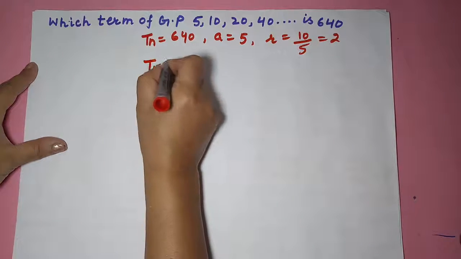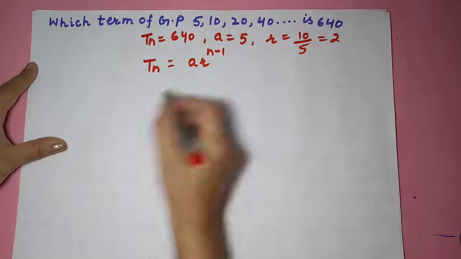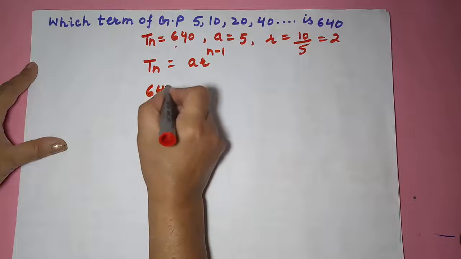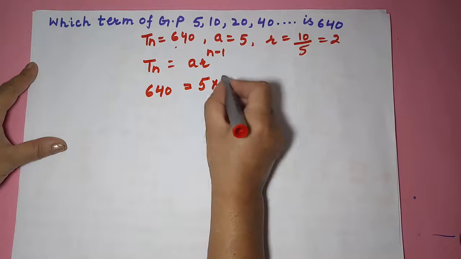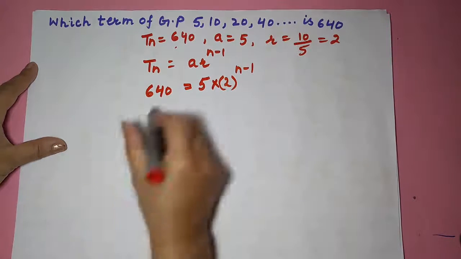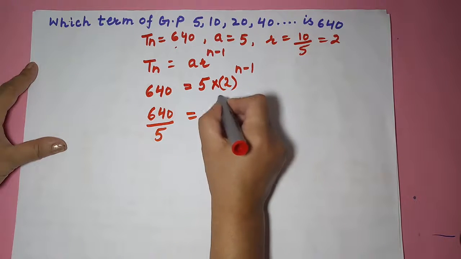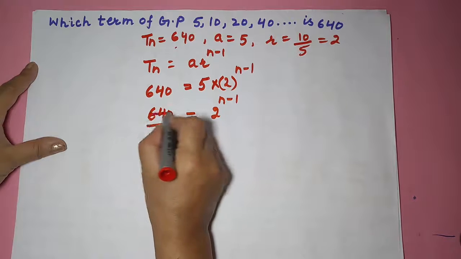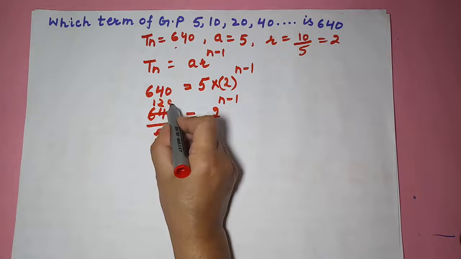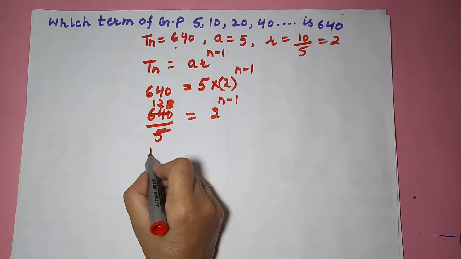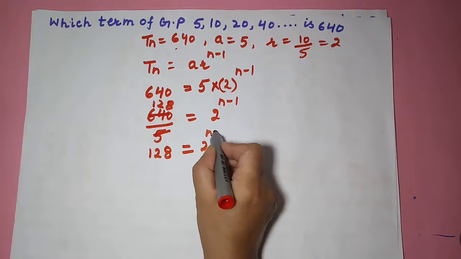So, I will use the general term, which is A R raised to n minus 1. Tn is given 640 equal to A is 5, R is 2 whole raised to n minus 1. Now 640 divided by 5 is equal to 2 raised to n minus 1. So 5 ones are 5, 5 2s are 10, 5 8s are 40. So I have got 128 is equal to 2 raised to n minus 1.